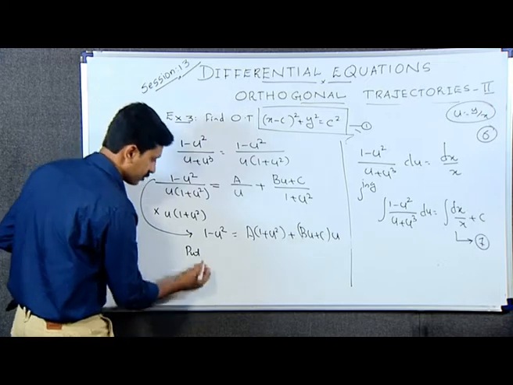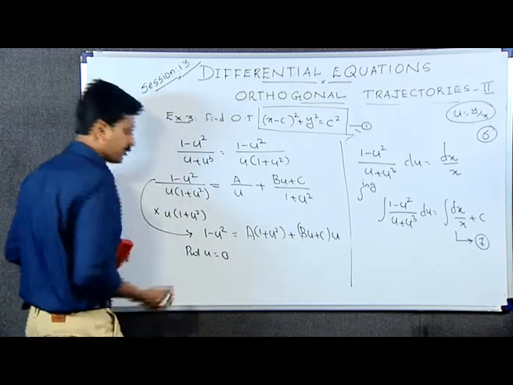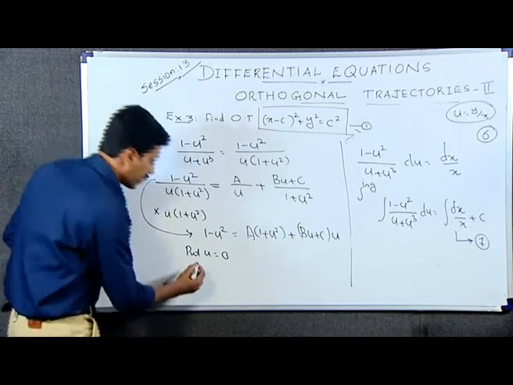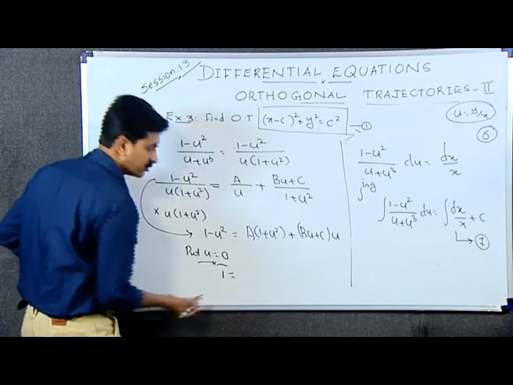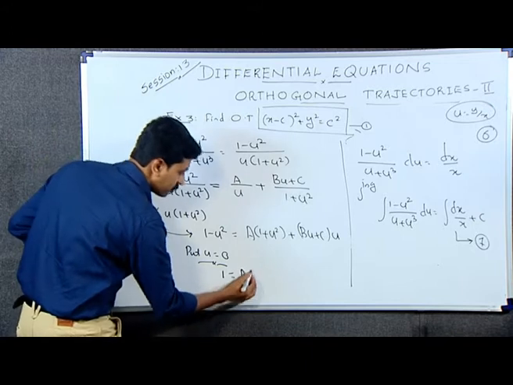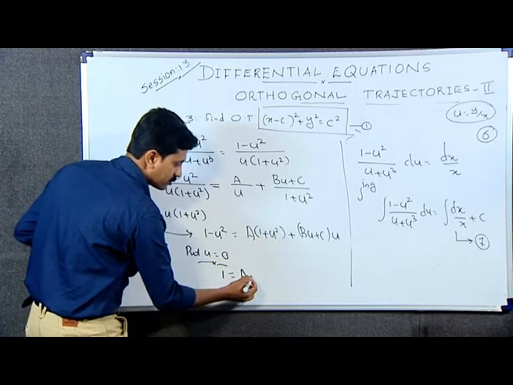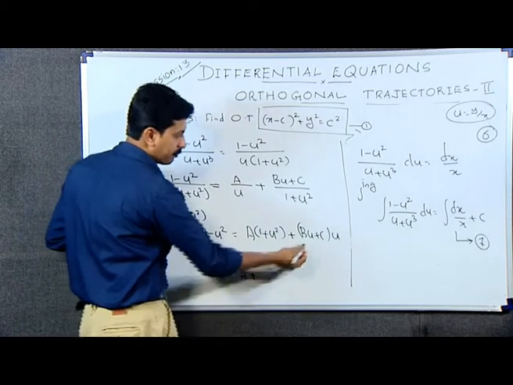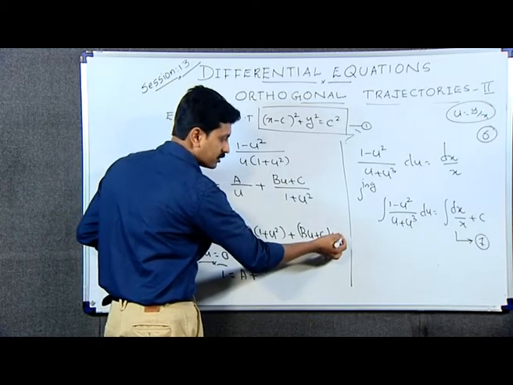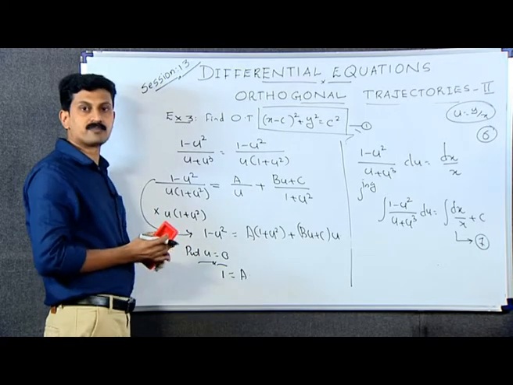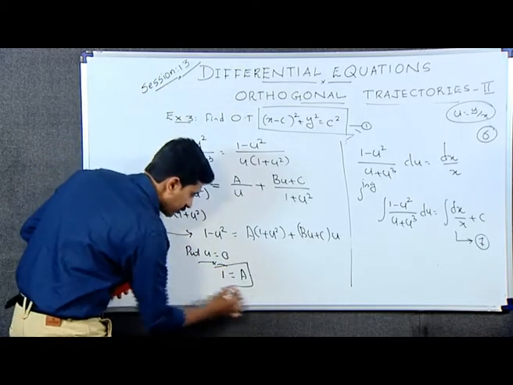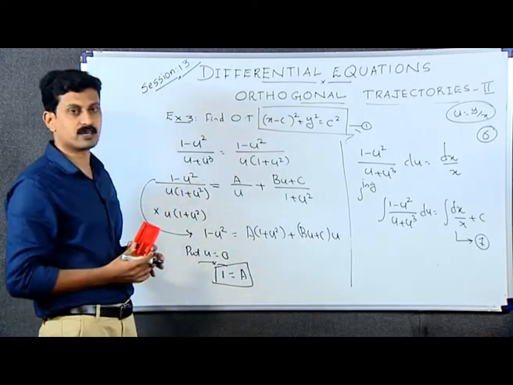So, I am putting u equal to 0. See what will happen: while putting u equal to 0, 1 minus u square is 1, a into 1 plus 0 is a, and b u plus c is multiplied by the outside u, which is 0. Therefore, only a will be there. Therefore, a is equal to 1; we have got a equal to 1.